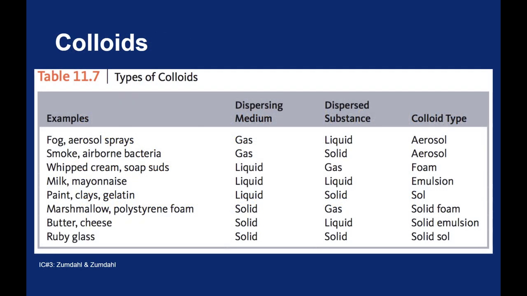Colloids come in all sorts of different phases. You could suspend gases in liquids or gases in solids. You could suspend liquids in gases. You can suspend liquids in liquids. You can suspend liquids in solids, and so on. All of these are different examples of colloids.